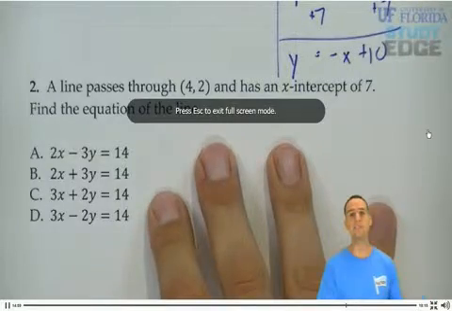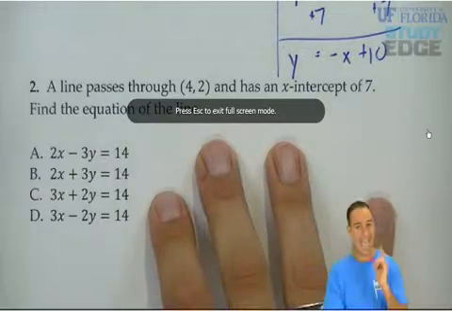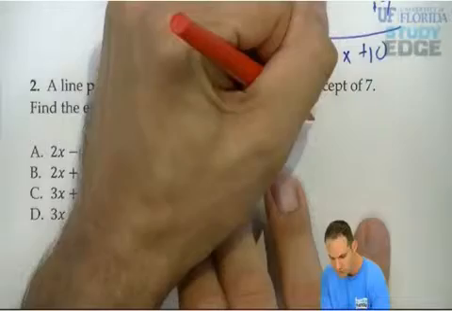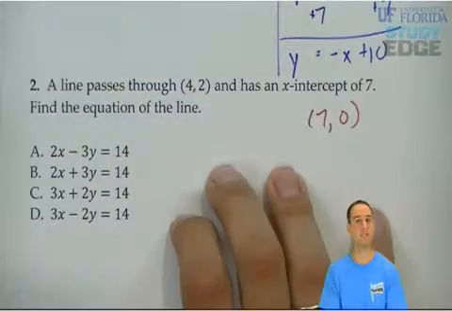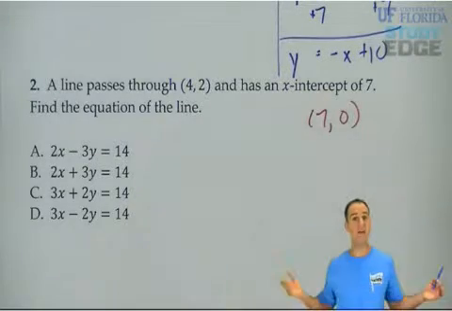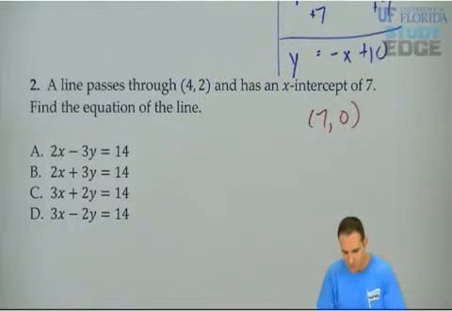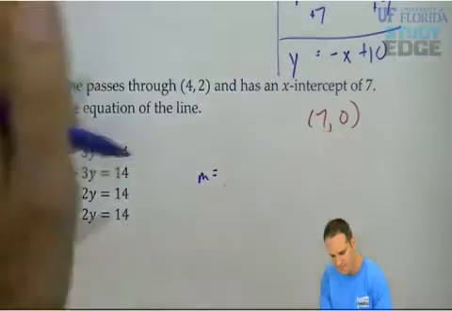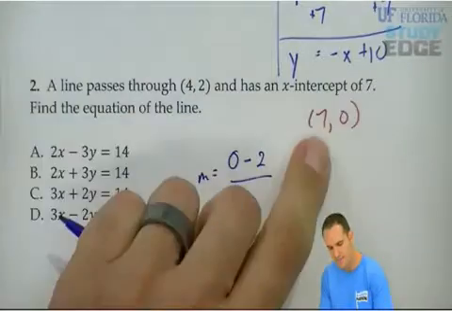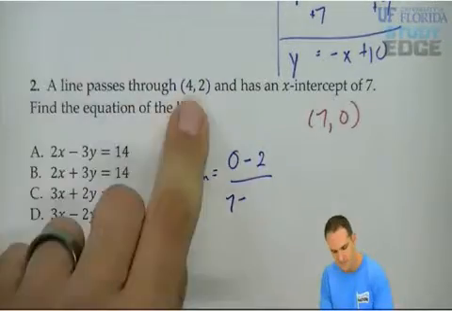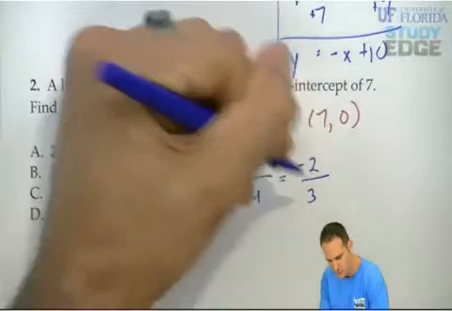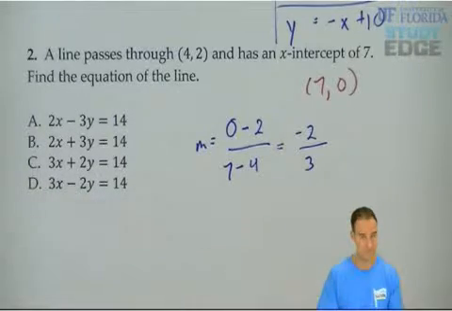A line passes through the point (4, 2) and has an x-intercept of 7. Find the equation of the line. So the x-intercept is (7, 0), because for an x-intercept, y is 0. We have 2 points. Find the slope. Slope is going to be my second y minus my first y divided by my second x minus my first x. And I'll get negative 2 thirds.